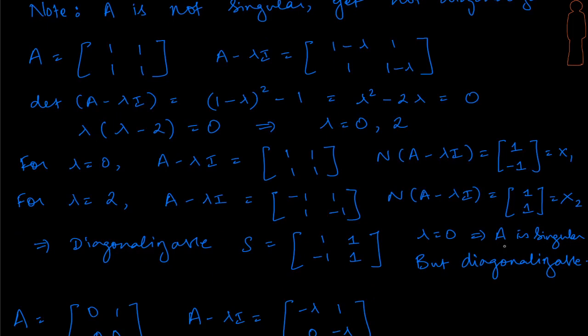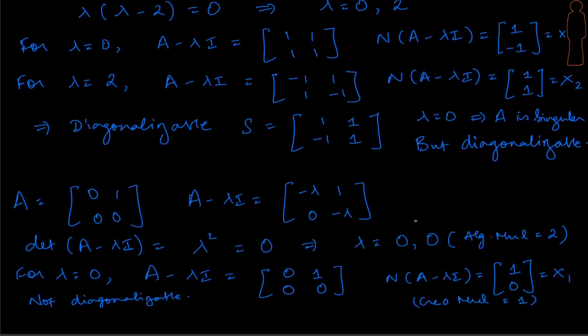But what is the most important point here? We find that A is singular, yet it is diagonalizable, right? So let's not make any assumptions from here saying that non-singular is not diagonalizable and singular is diagonalizable. No, let me take you to another example.